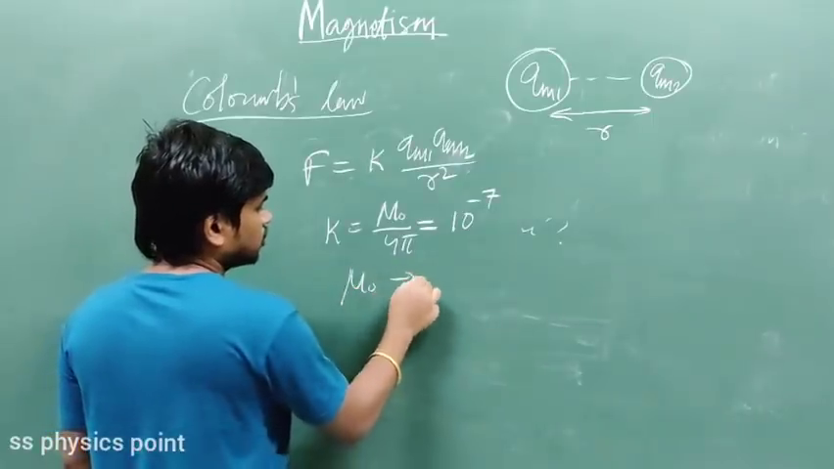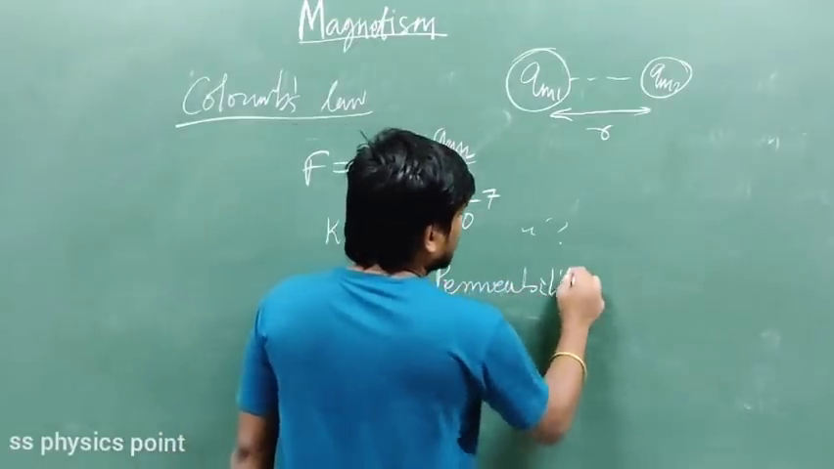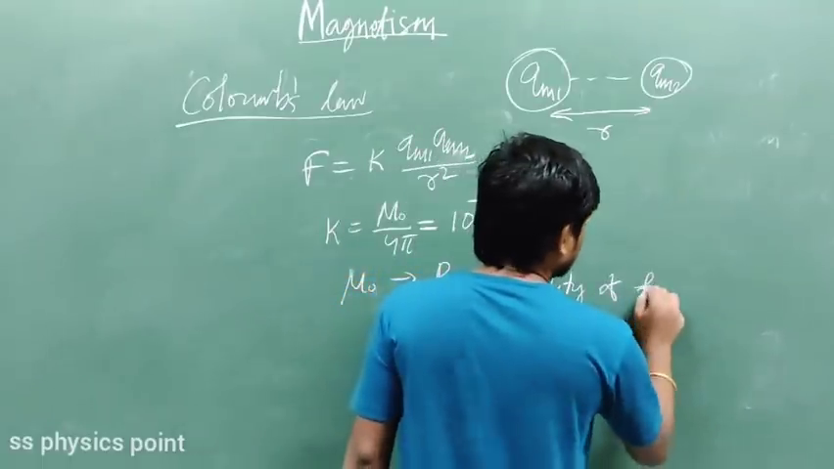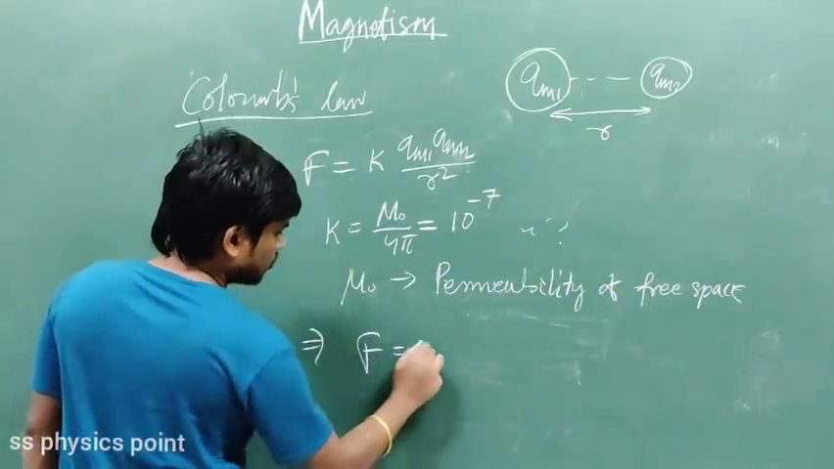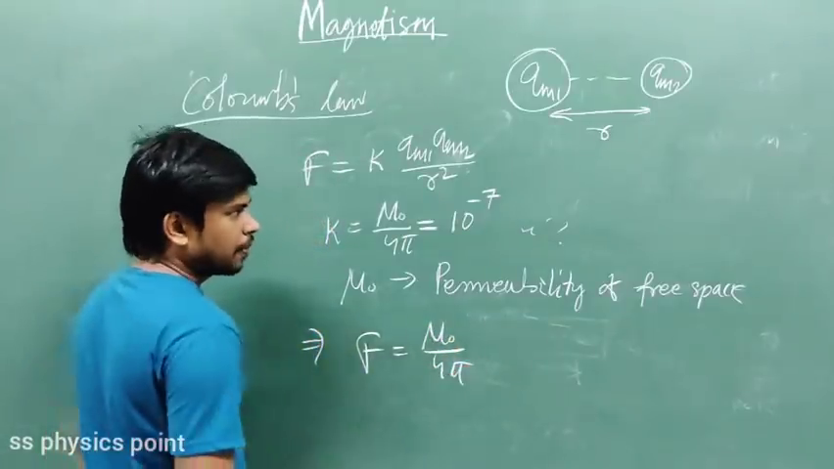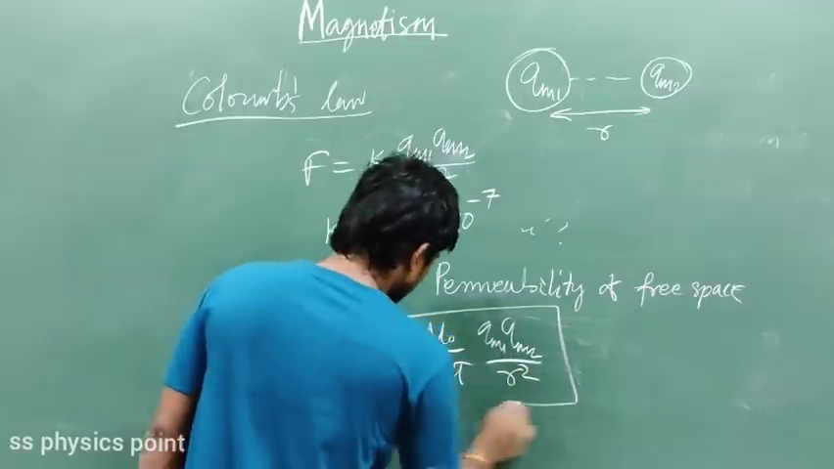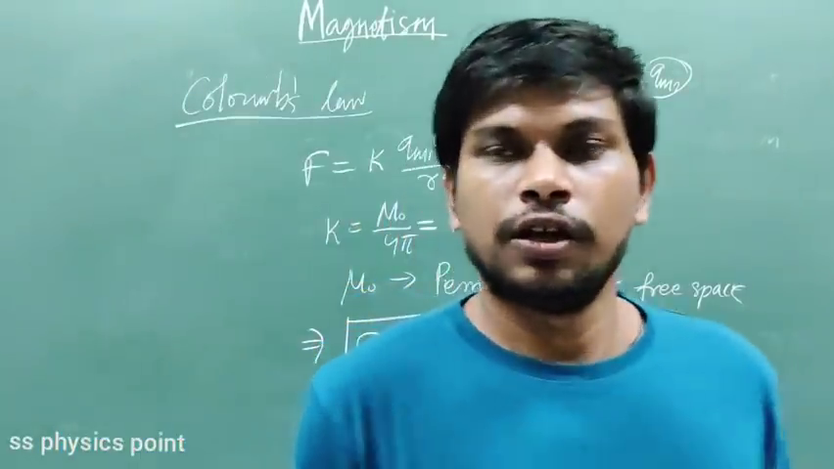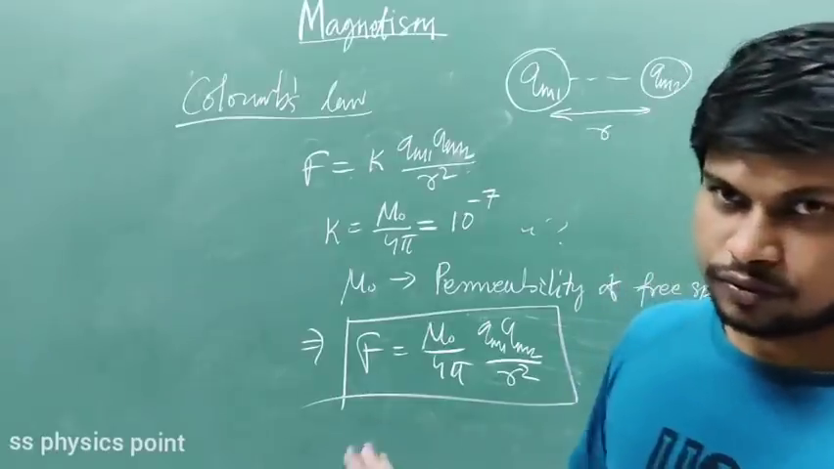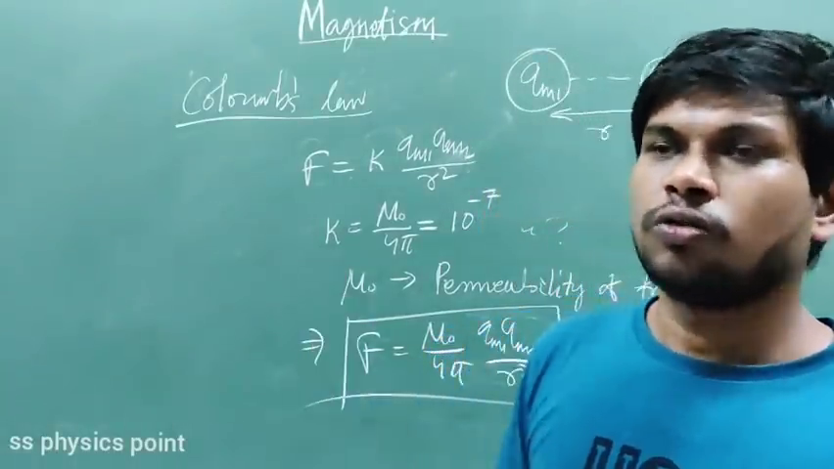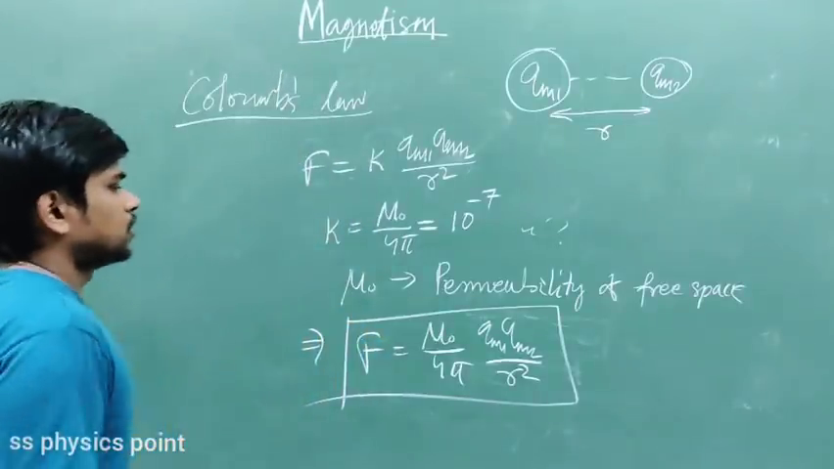Mu naught is known as the permeability of free space. So F can be written as F equals mu naught by 4 pi into QM1 QM2 by R square. This is Coulomb's law in magnetism, or magnetostatics. It is similar to electrostatics, which you have already studied.